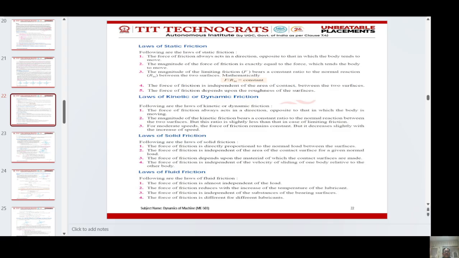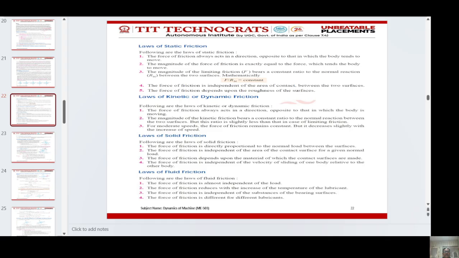Laws of solid friction. The force of friction is directly proportional to the normal load between the surfaces. The force of friction is independent of the area of contact surface for a given normal load. The force of friction depends upon the material of which the contact surfaces are made. The force of friction is independent of the velocity of sliding of one body relative to the other body.